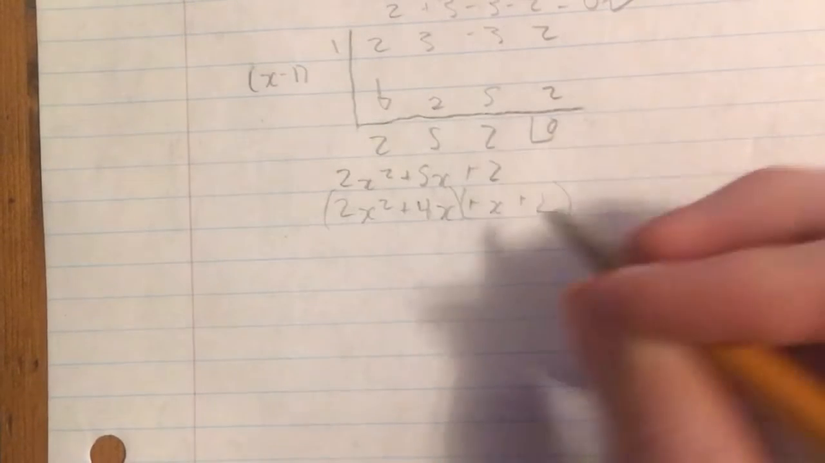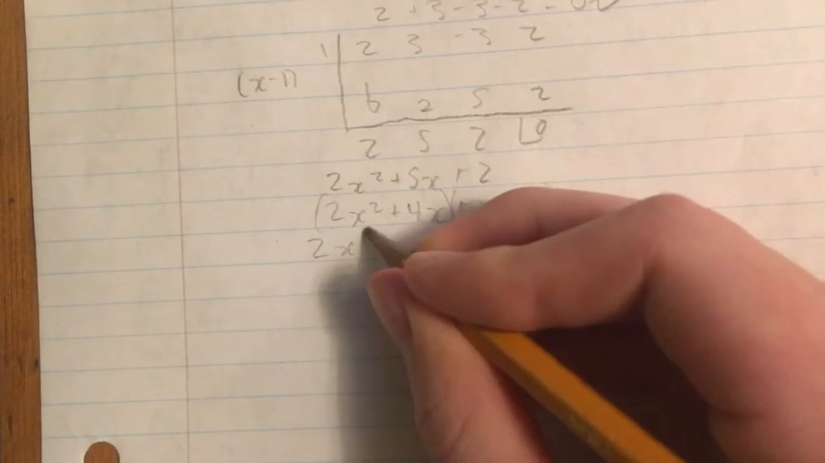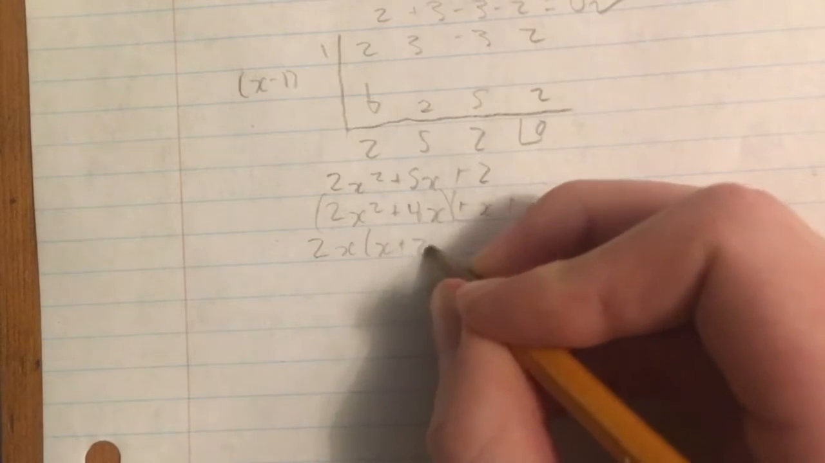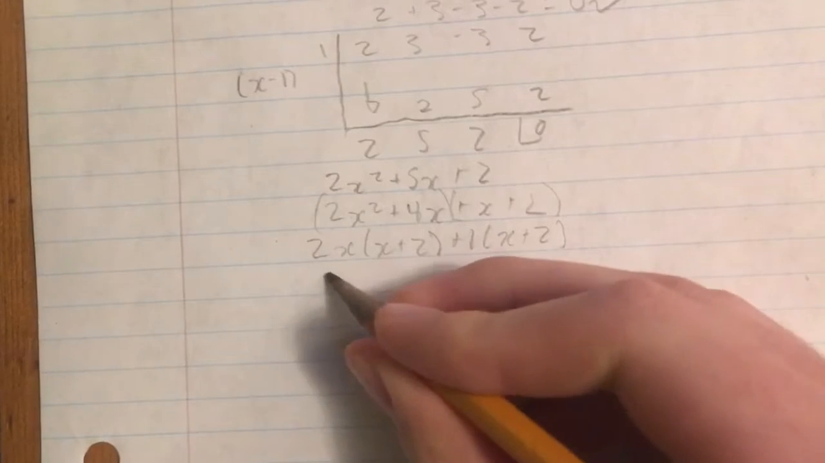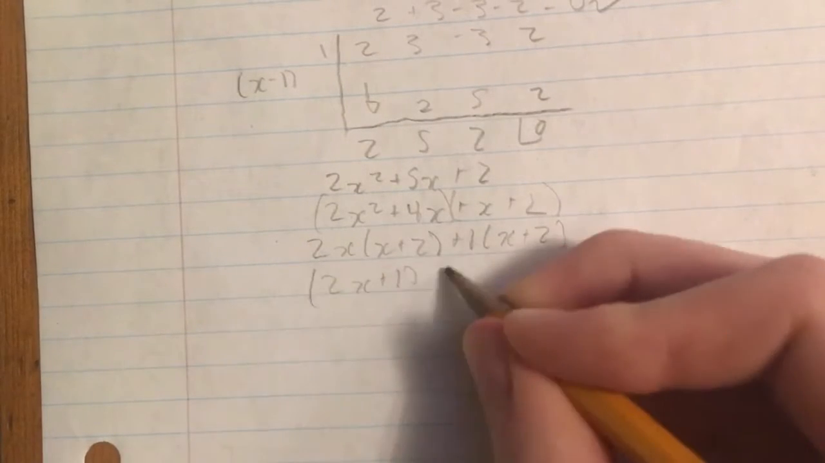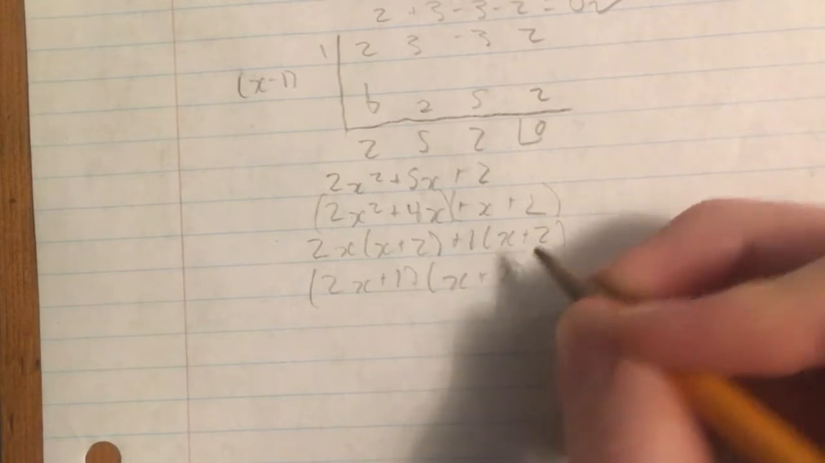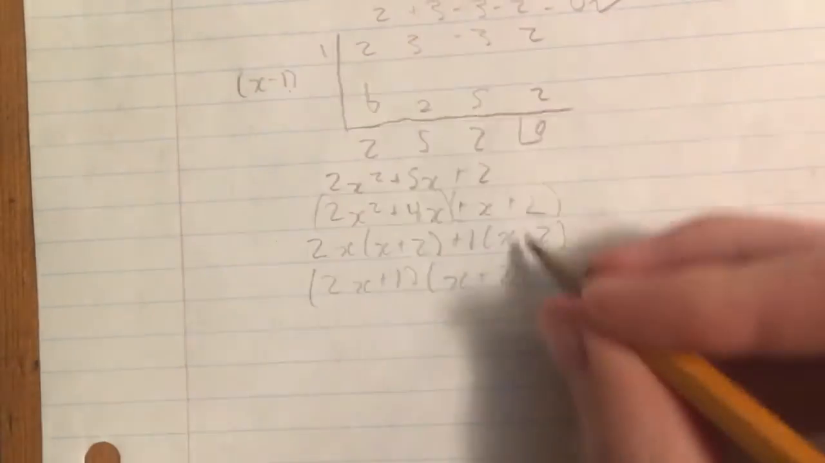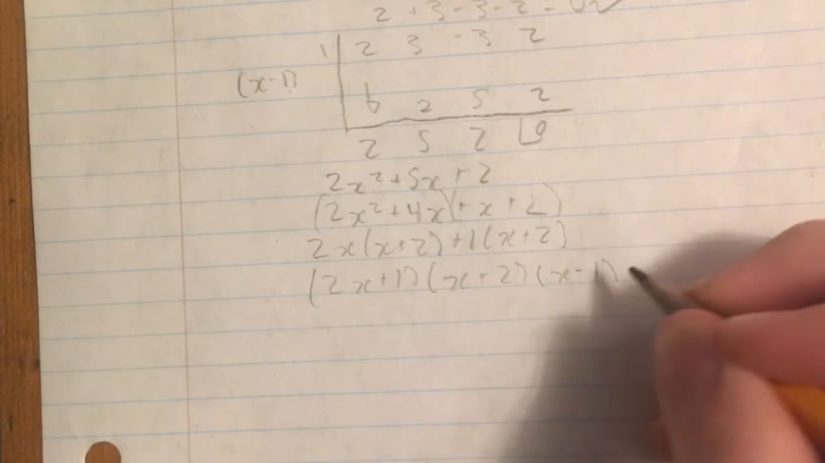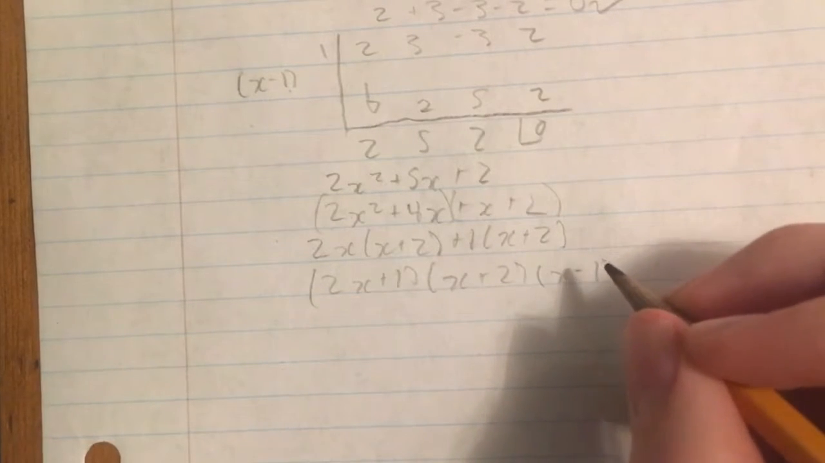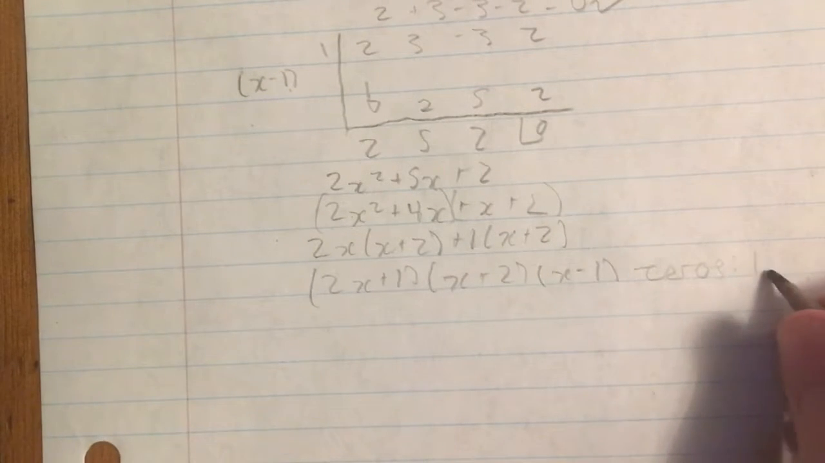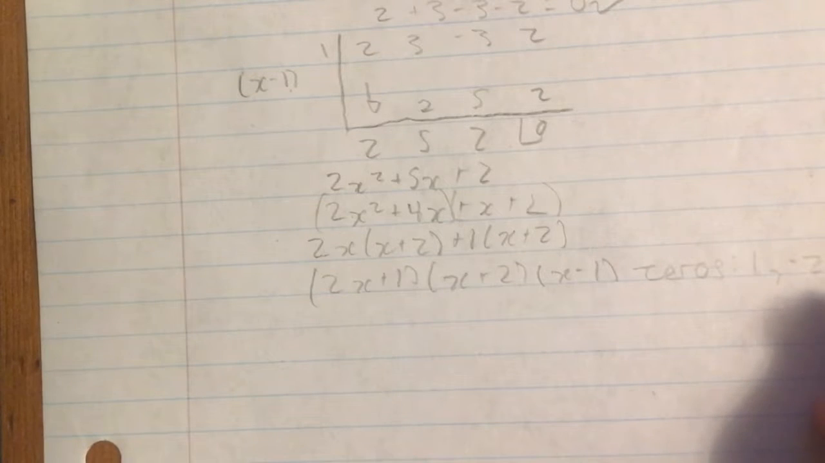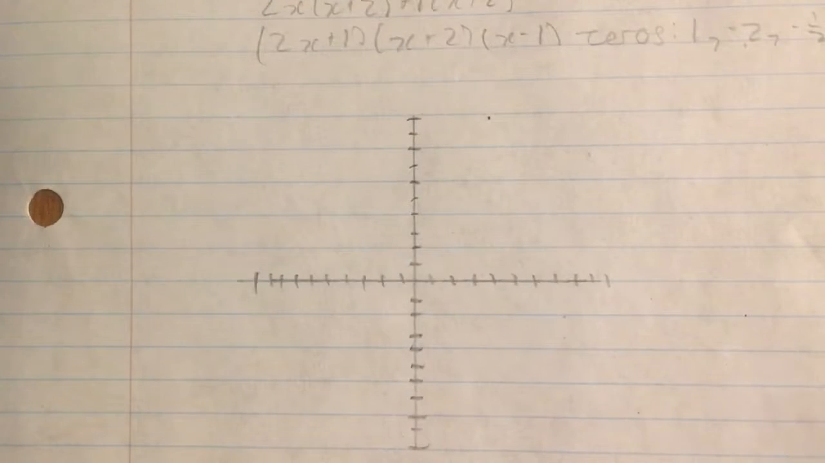So we can factor out a 2x, which would leave us with x plus 2, and then plus 1, x plus 2. So then that would leave us with 2x plus 1, x plus 2, and we already have x minus 1 factored out, so we just add that. And from that, we can find our zeros, which would be 1, -2, and -1/2.